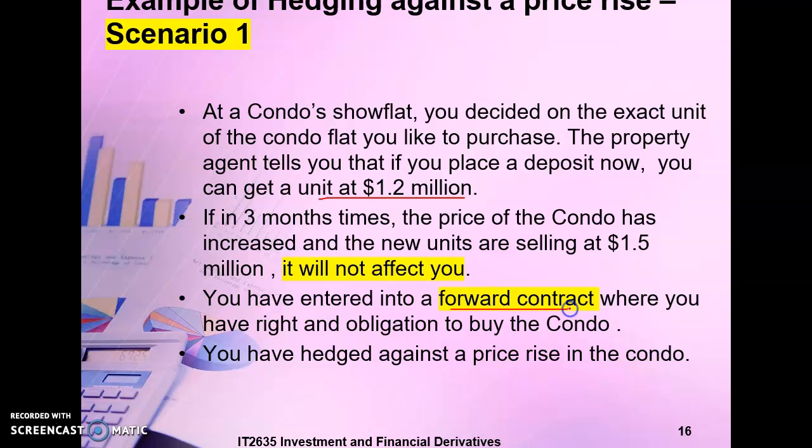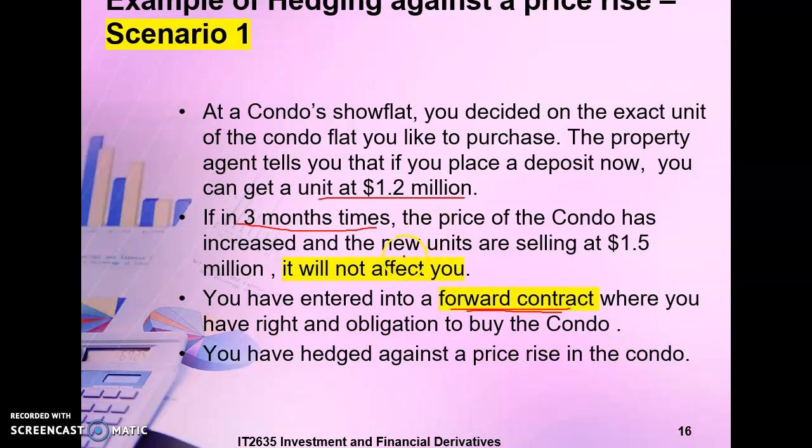You go and sign a forward contract, fix the price in the future, saying that in 3 months' time, I'm going to get this house at this price, 1.2 million. Of course, when you get into this forward contract, you're committed to this price. So 3 months can be quite a long while. Anything can happen during these 3 months. The price of the condo can go up, can also go down.